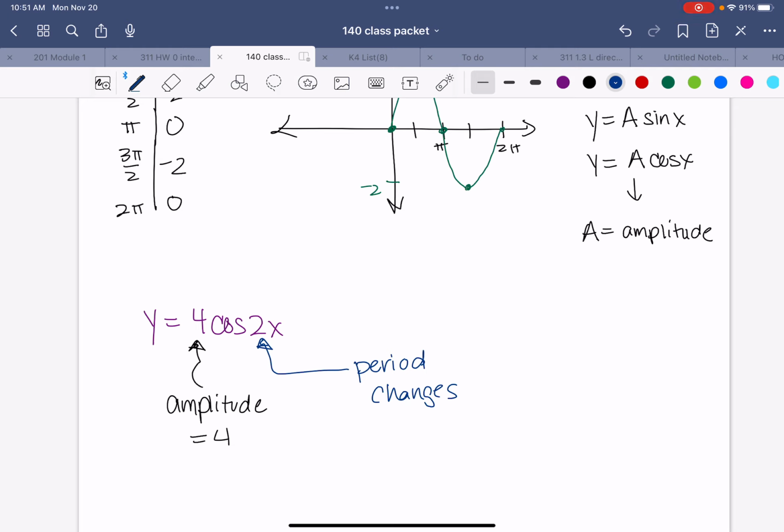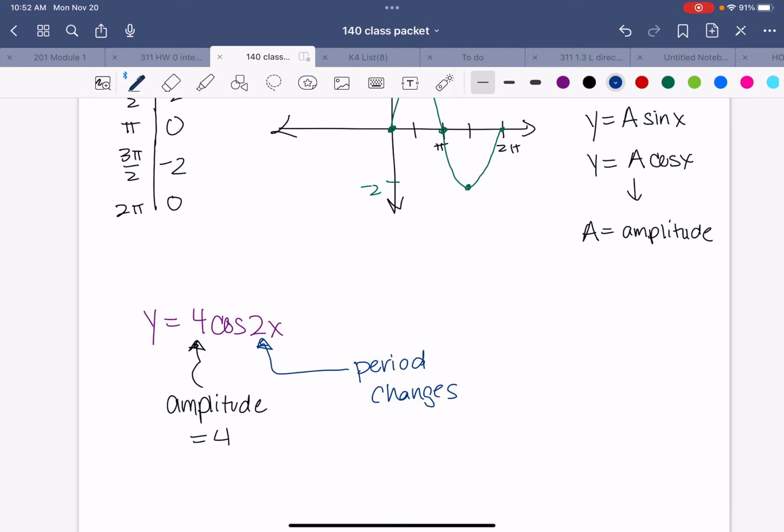It actually changes your period by dividing it by 2, right? So you divide by whatever number's in front of the x, but we're really not going to worry too much about that for right now. Most things that we're concerned about is that the amplitude changes, and that's the number out front. Okay, so those are our sines and cosines.